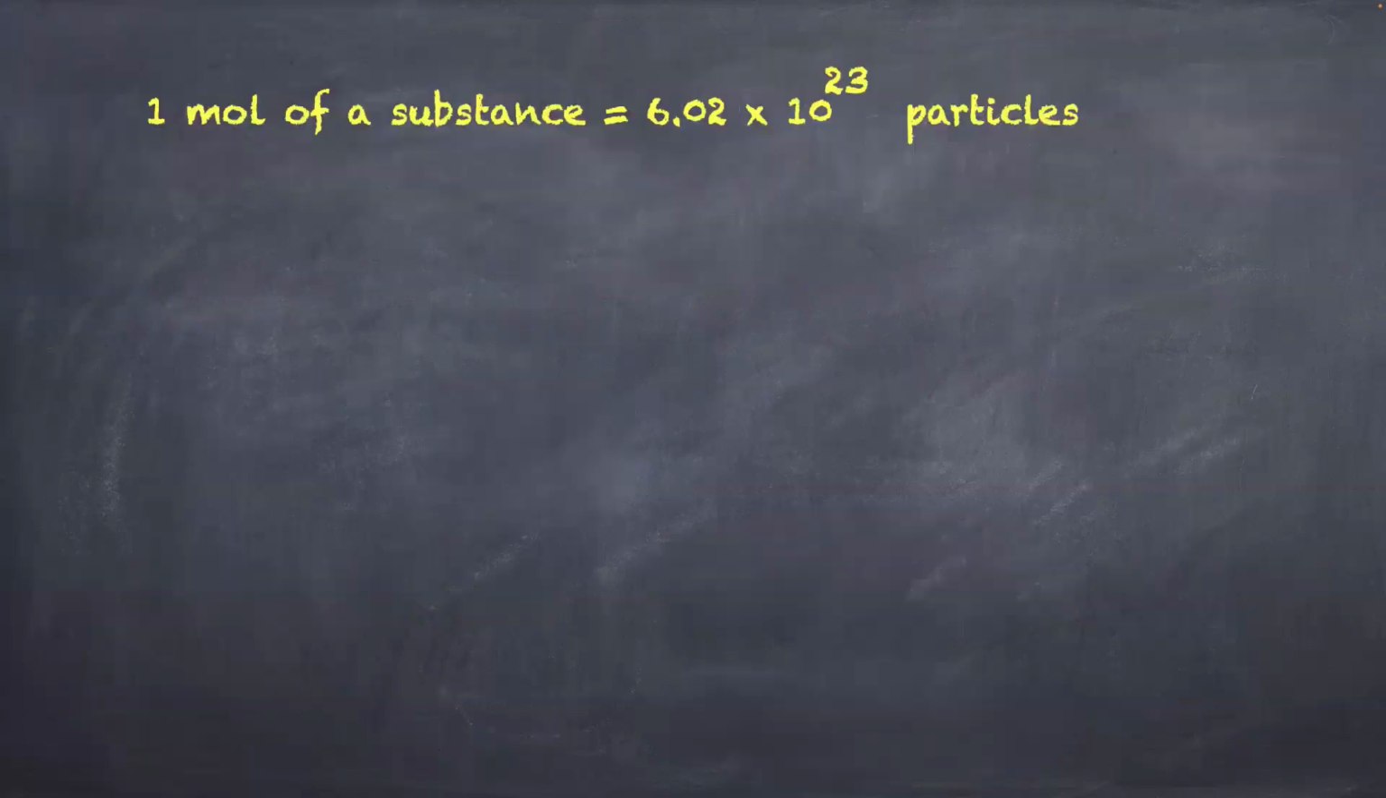First of all, we have to define what a mole is. One mole of a substance is equal to 6.02 times 10 to the 23 particles. Particles are little things that are so hard to see that we need a microscope for seeing them. So 1 mole of a substance is that many particles, and this number is called Avogadro's number.